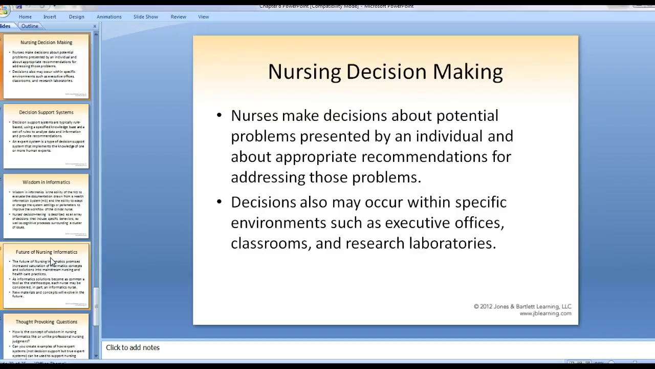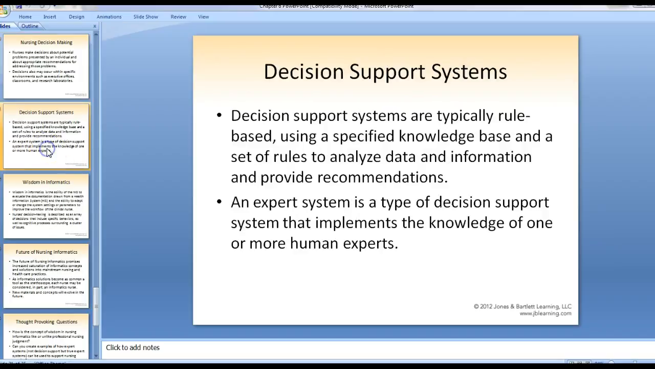Nurse decision-making. Nurses make decisions about potential problems presented by an individual, and about appropriate recommendations for addressing those problems. Decisions also may occur within specific environments, such as executive offices, classrooms, and research laboratories. Decision support systems are great because they're typically rule-based and they help go down an algorithm to help people make decisions. They use the specified knowledge base and a set of rules to analyze data and information and make recommendations.